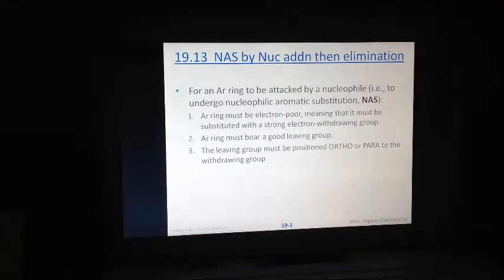For an aromatic ring to be attacked by a nucleophile, there must be three conditions. These conditions are that the aromatic ring must be electron poor, the aromatic ring must bear a good leaving group, and the leaving group must be positioned ortho or para to the withdrawing group.